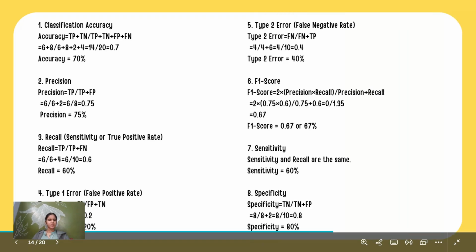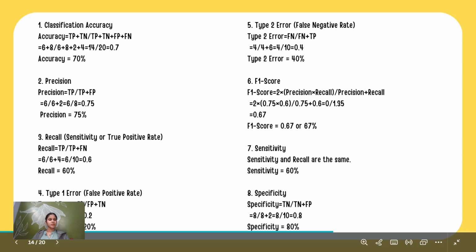Now classification accuracy. To calculate the accuracy, TP plus TN upon TP plus TN plus FN plus FP. So 6 plus 8 divided by 6 plus 8 plus 2 plus 4 equals 14, which is divided by 20. The answer will be 0.7. So the accuracy will be 70%.